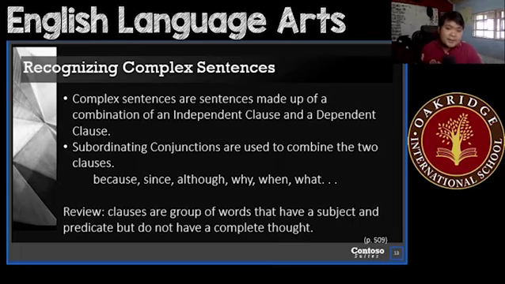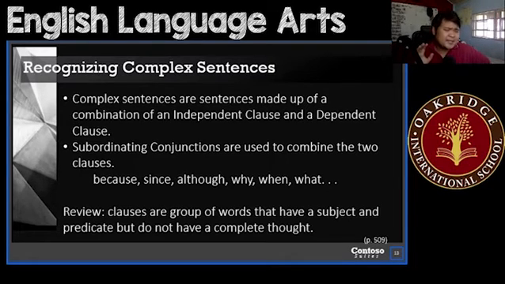Okay? Compound sentences, on the other hand. These are a combination of an independent clause and another independent clause, and they're combined by coordinating conjunctions. FANBOYS. That's your clue, or that's your one way to remember all of the coordinating conjunctions. Just remember FANBOYS. But now, what are complex sentences?